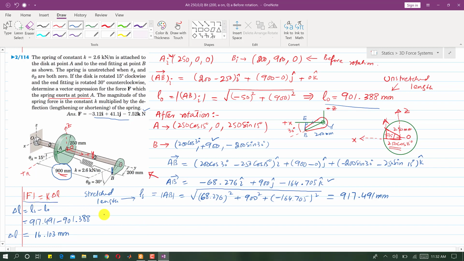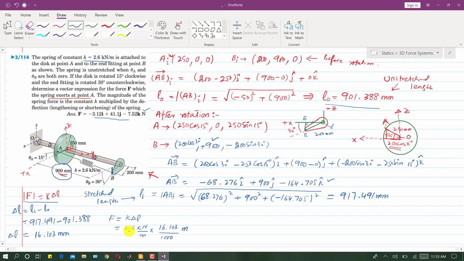So this is the magnitude of the spring force, so I will write the F magnitude, and it will be equal to K delta L. So K is 2.6 kilonewton per meter, right? So as we can see, this is 2.6 kilonewton per meter, multiplied by 16.103, and this is in mm, right? So to convert this into meters, we need to have the same units. So if this is in meters, this should be in meters. So we will divide it by 1000, so that we have this in meters, right? So this will then be in meters.